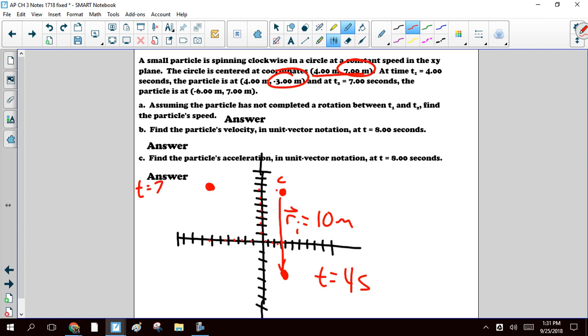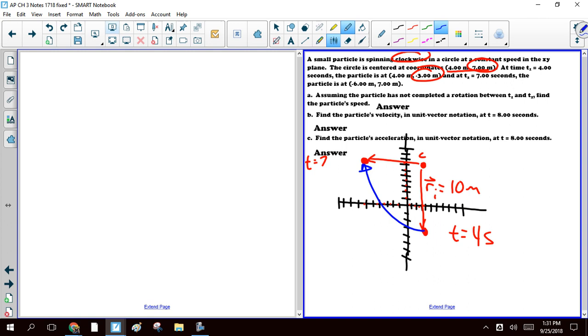All right. Same radius, right? Okay. Assuming the particle hasn't completed a rotation. It also tells us that it's spinning clockwise, right? So clockwise is going to be this way. Draw it, I believe. So, okay. So let's do this.